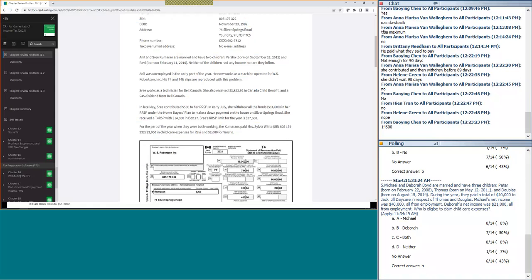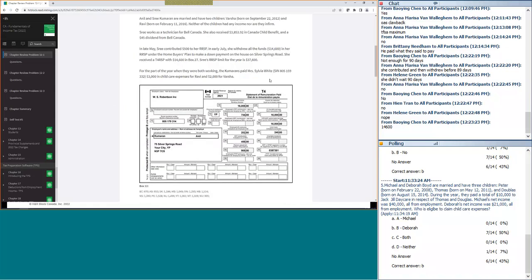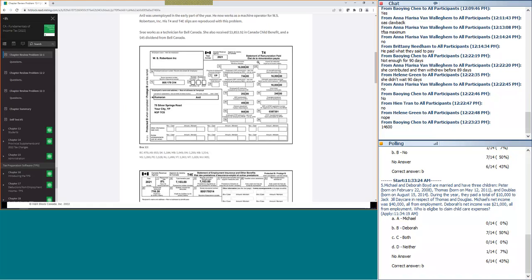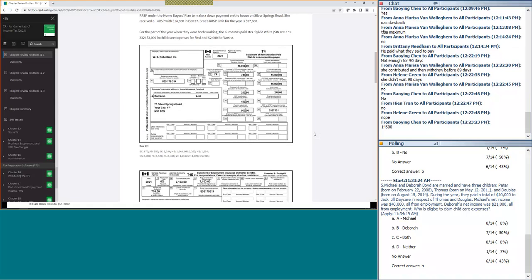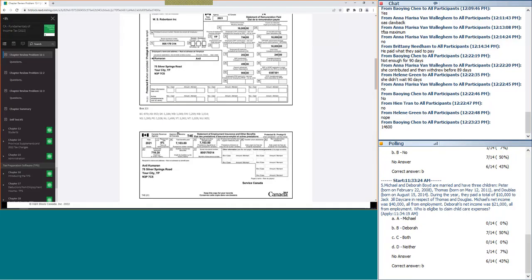So that's the first tricky thing. Then we have some child care. Before you even do the return, we're going to take a look. Anil has $16,000 of income plus some employment income, which will count as earned income, in this case, 7,103.